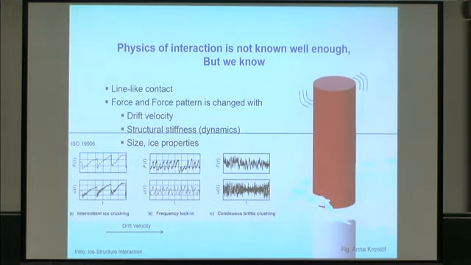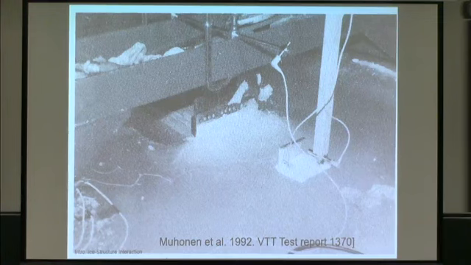But I think the physics of ice structure interaction is not well known enough. So we know that there is this line-like contact, and we also know that the force and force pattern change with drift velocity, and structural stiffness, size of the structure, and ice properties have some effects on this phenomenon. But what is going on close to the structure during interaction?